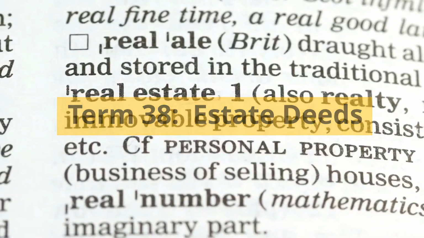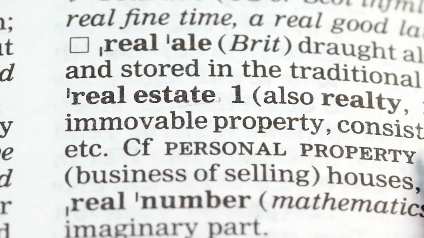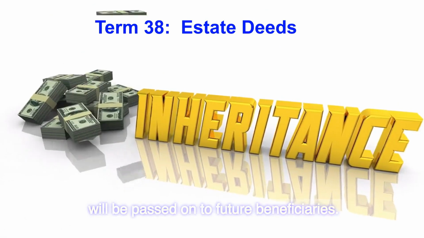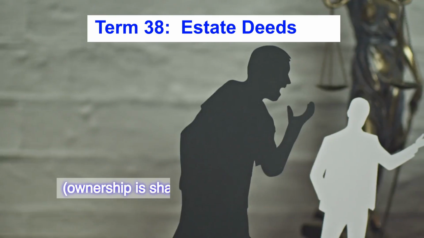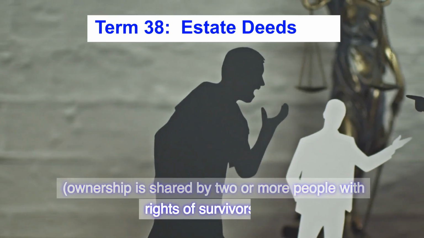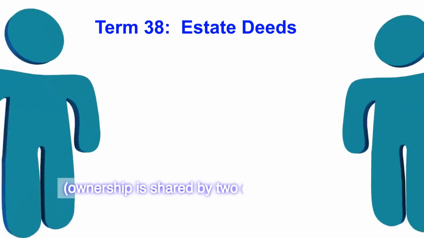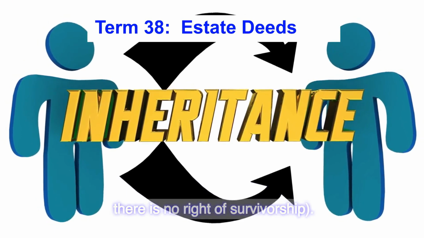Term 38. Estate deeds. Estate deeds specify how ownership of a property will be passed on to future beneficiaries. Examples include joint tenancy deeds. Ownership is shared by 2 or more people with rights of survivorship, and tenancy in common deeds. Ownership is shared by 2 or more people, but there is no right of survivorship.